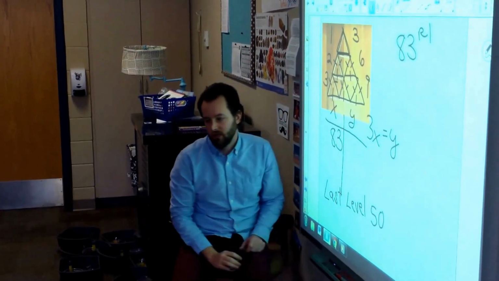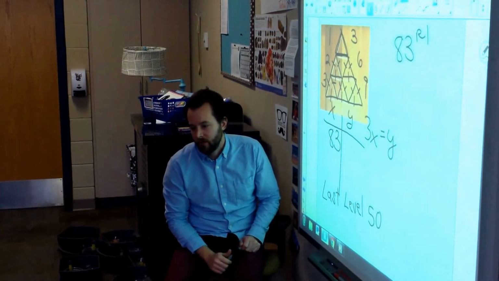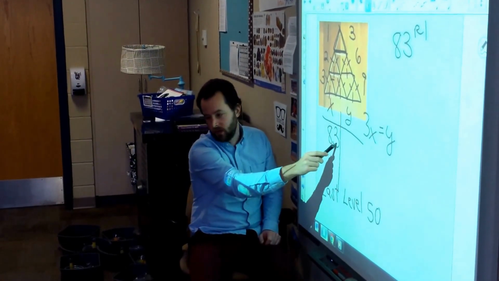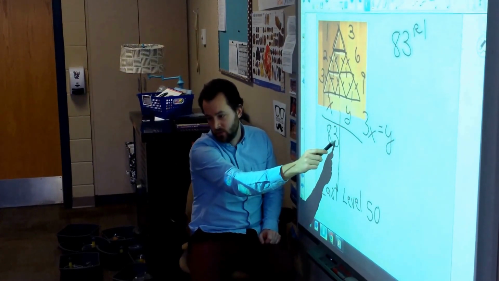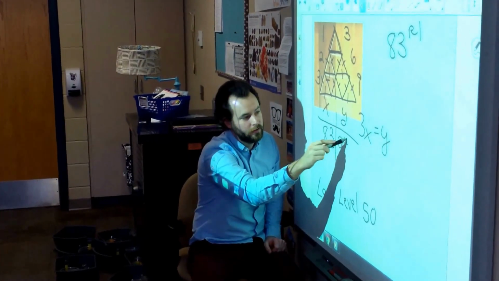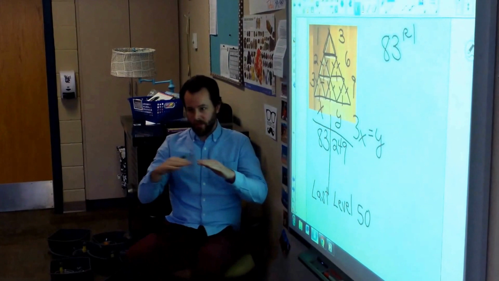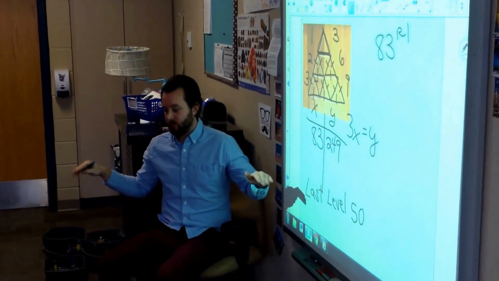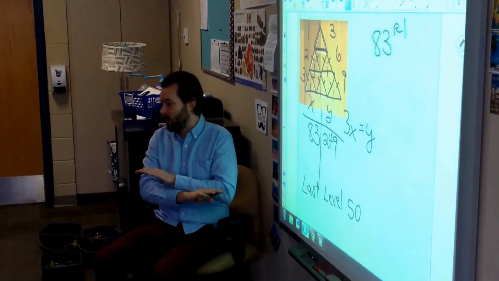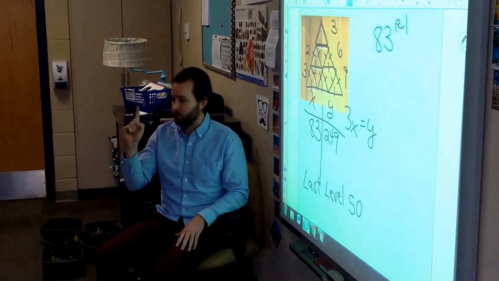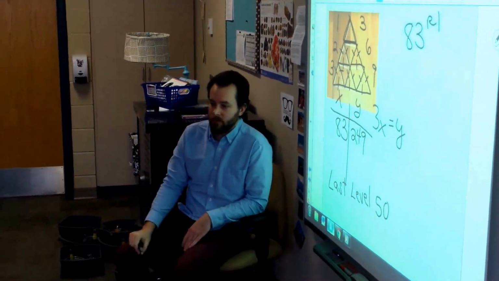83 times 3 is going to get you 240, and then another 9. 249 toothpicks. But that's just one level. So to have 83 levels, you would have had to use all the toothpicks in just one really massive bottom level.